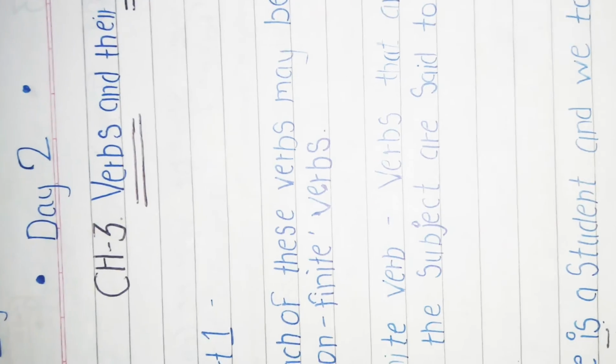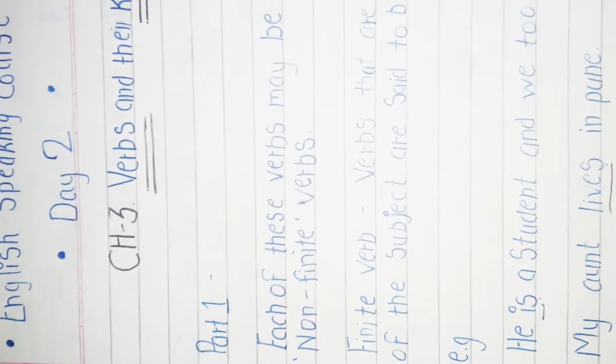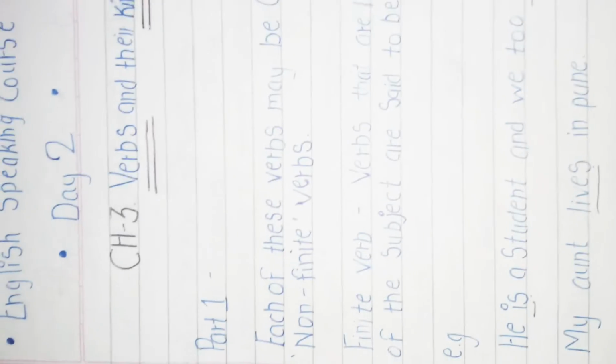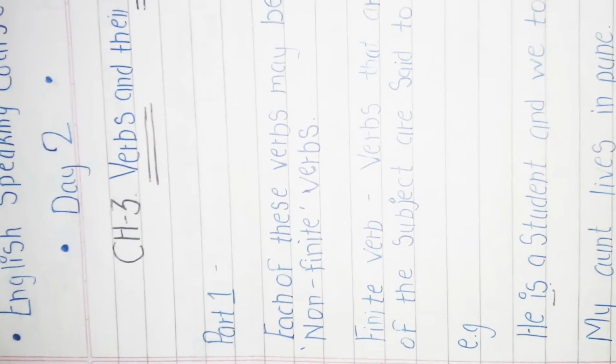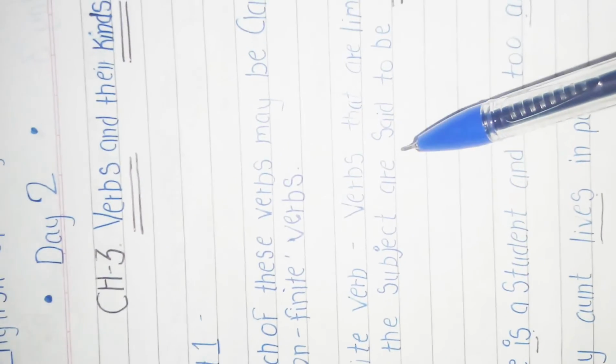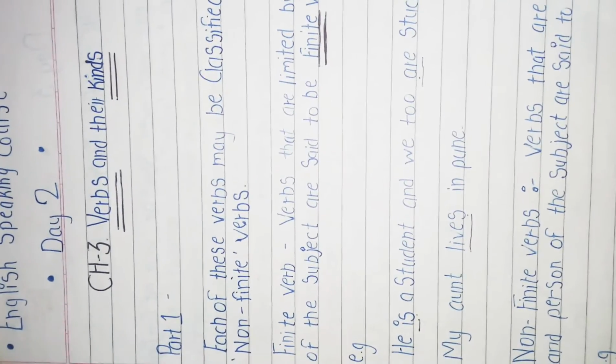Each of these verbs may be classified as finite and non-finite verbs. We know that verbs are like action. An action is created by the human being. So a finite verb is a verb that is limited by number. Verbs that are limited by the number or person of the subject are said to be finite verbs.